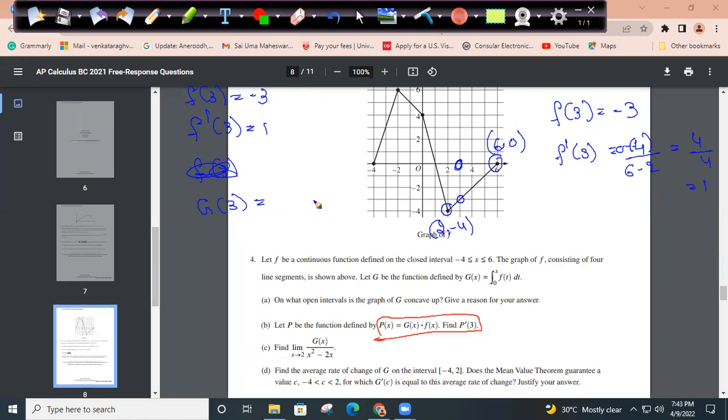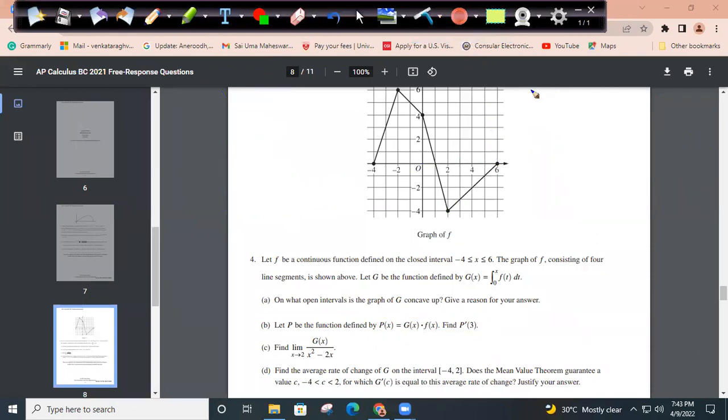What is my g of 3? g of x is the integral from 0 to x of f of t dt. So what would be my g of 3? Integral from 0 to 3 of f of t dt. I'm erasing this here. We got two values: f of 3 is minus 3, f dash of 3 is 1. We got these two values right now.